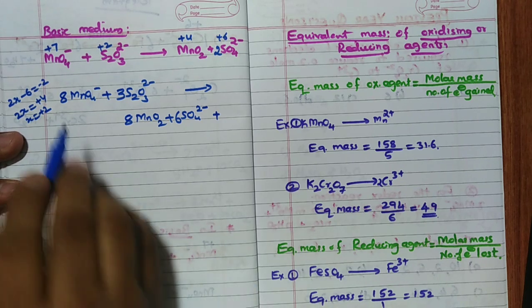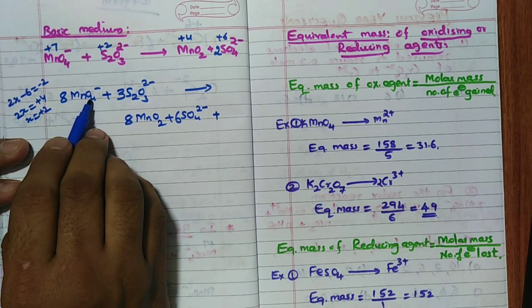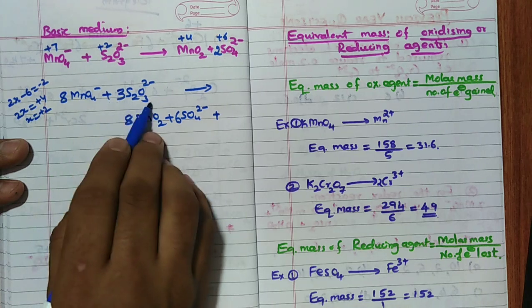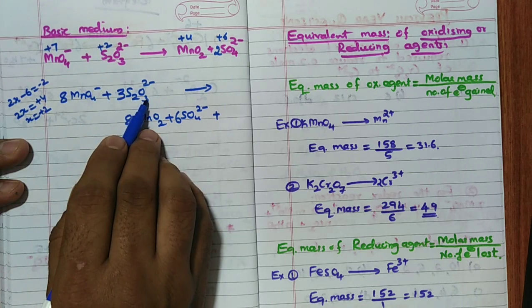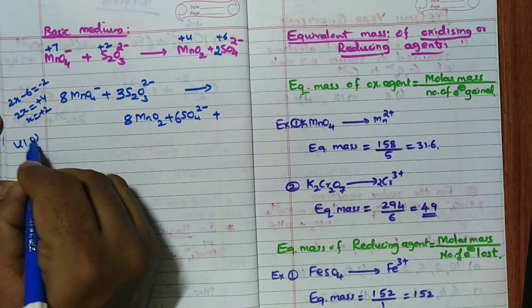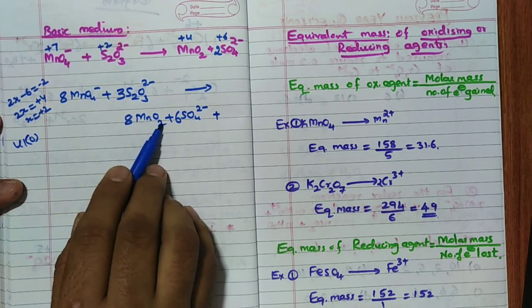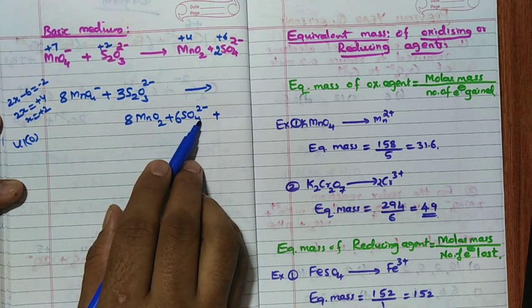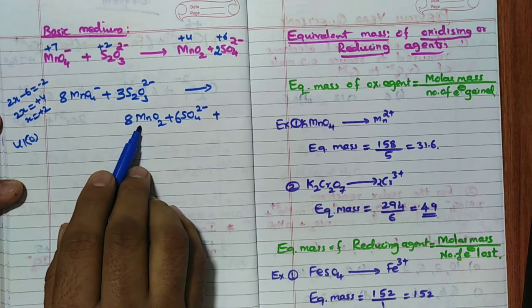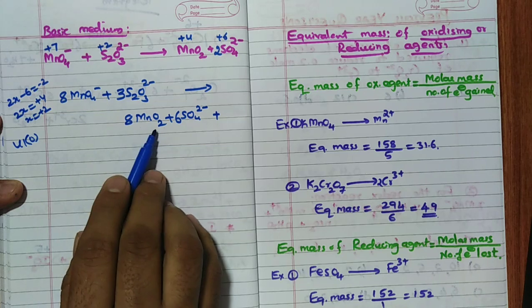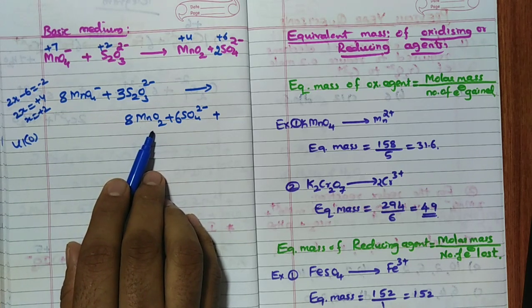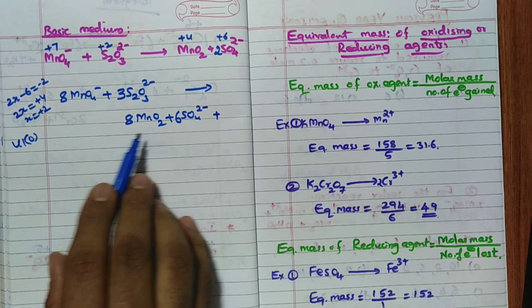Now calculate oxygen. 8 4s are 32 plus 3 3s are 9. So 41 oxygen is here. So 8 2s are 16, 6 4s are 24. 24 plus 16, 40 are there. 41 is there here, 40 are there here. What you have to do? Sorry, first you have to balance charge.